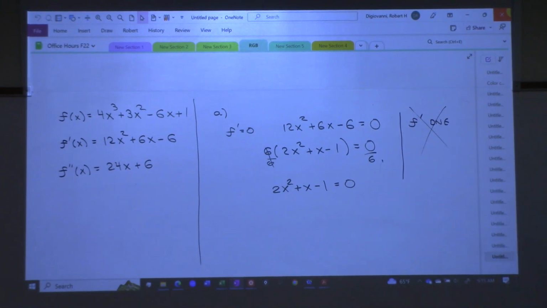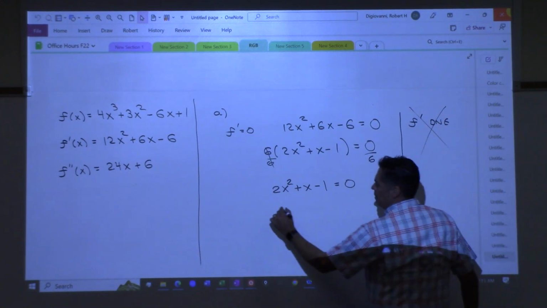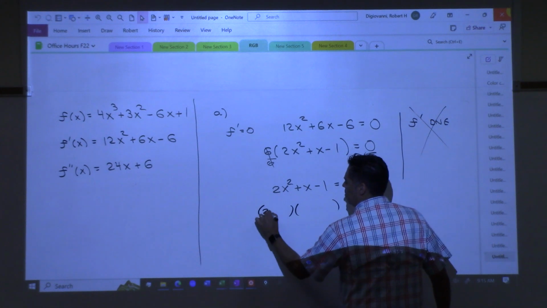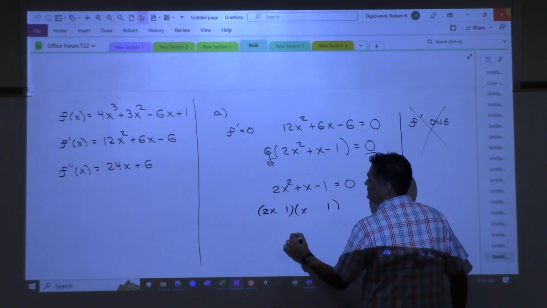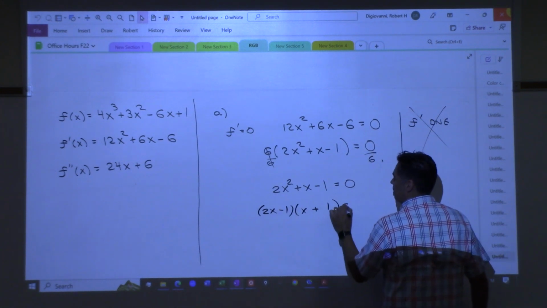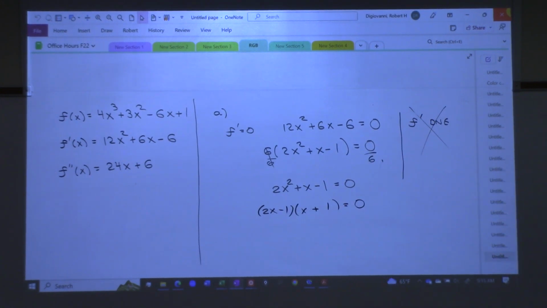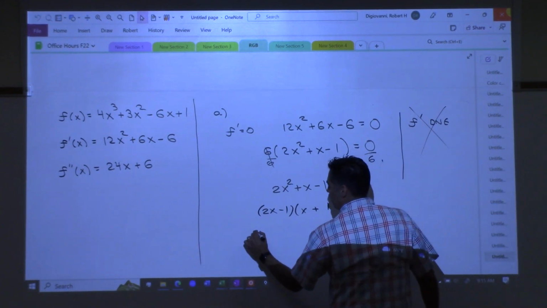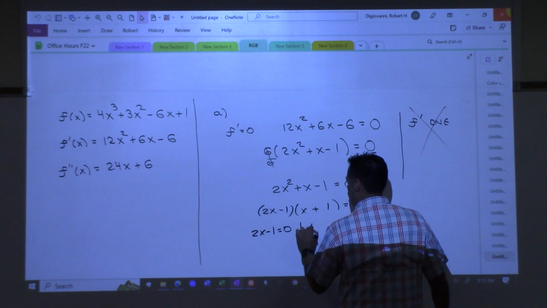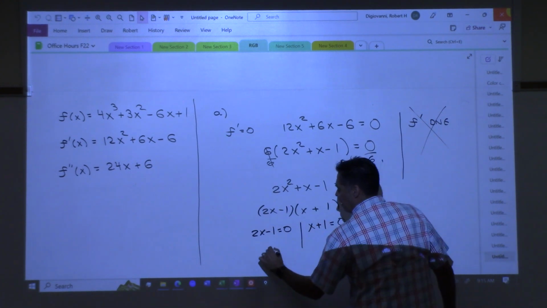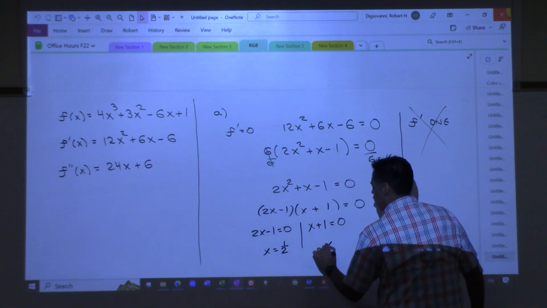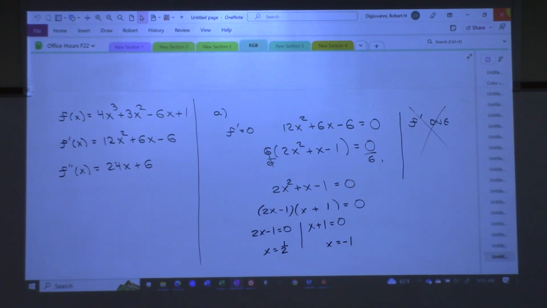And now I can either use the quadratic formula or I can factor, right? So you're all Cal 1 students, hoping to go into Cal 2. You should be able to factor this, right? 2x minus 1 times x plus 1 equals 0. Do y'all agree? That's our factoring. Set each factor equal to 0. And you get here x is 1/2, and here x is negative 1. You have 2 solutions to that.